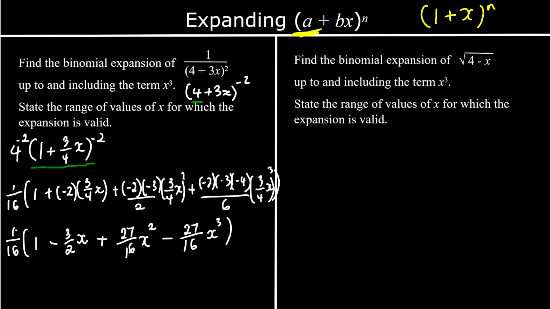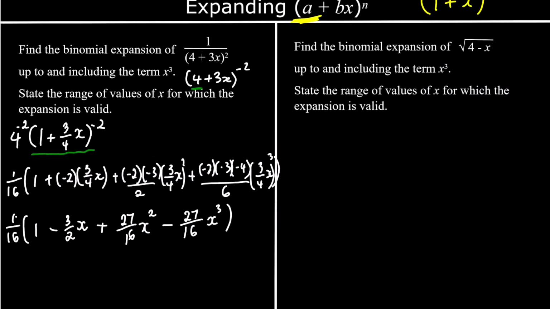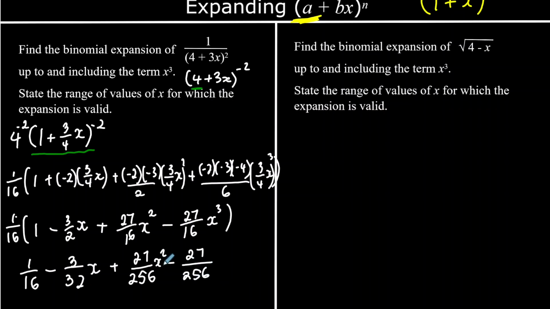Then we need to multiply through by the 16th. So expand this bracket. A 16th times 1 is a 16th. 3 over 2 times the 16th will be 3 over 32. 27 over 16 times 1 over 16 is 27 over 256, and again that's x squared. And 27 over 256, x cubed.